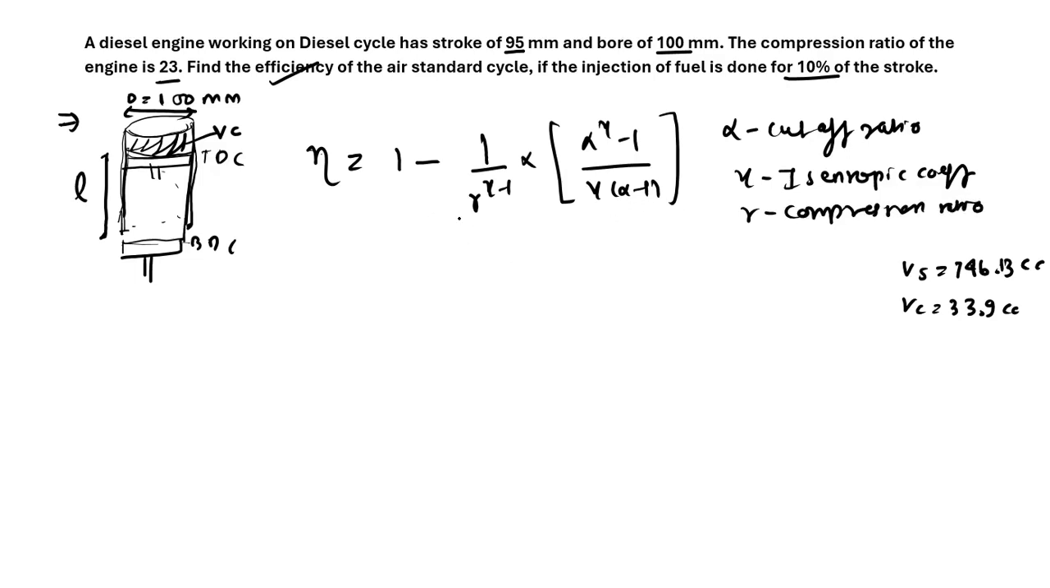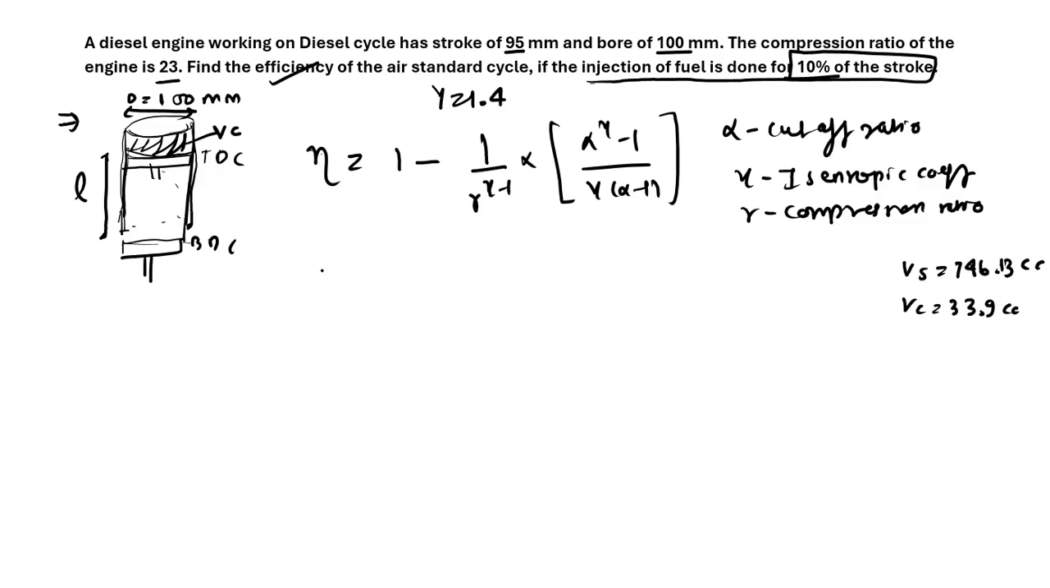So we have been given the compression ratio. We know the gamma value as 1.4 for any cycle engine, but we only need to find the alpha. So how can we find it? If you assume that the combustion starts at the TDC and goes on, or it is given in the question that the injection of fuel is done for 10% of the stroke. So if you assume that the injection starts at the TDC and it goes on until 10% of the stroke, 10% of the stroke means 10% of the swept volume also, because the total stroke is the total swept volume.